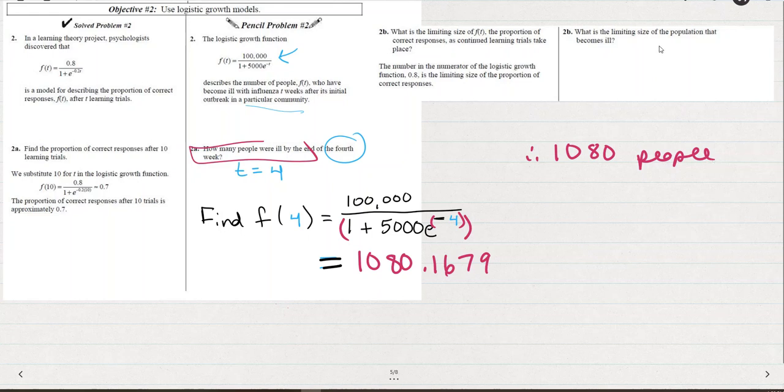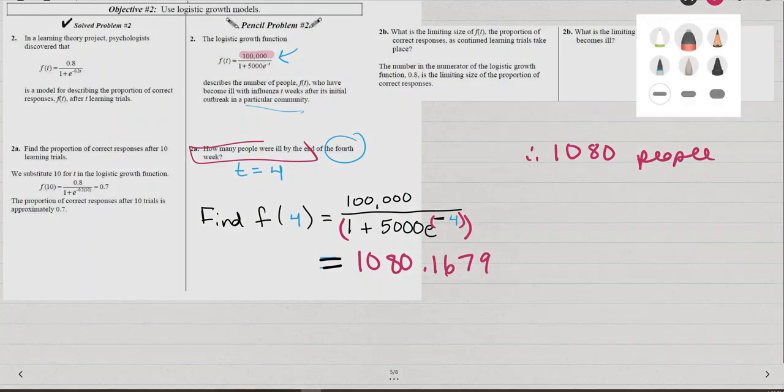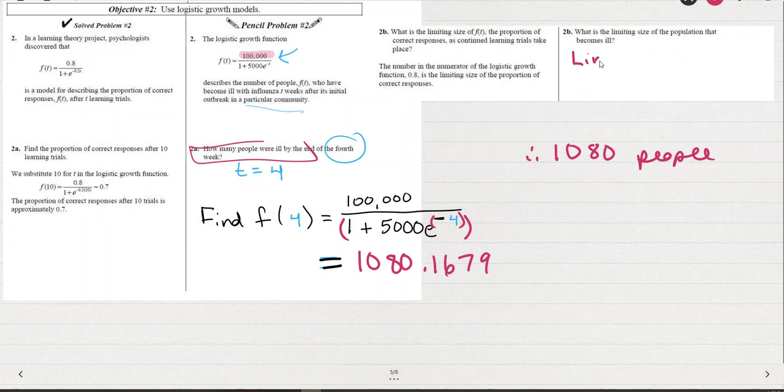Now, what is the limiting size of the population? The limiting size is always just the numerator. So in this case, we're not doing any calculation. We're just pulling that out. Limiting size of the population in this case is 100,000.